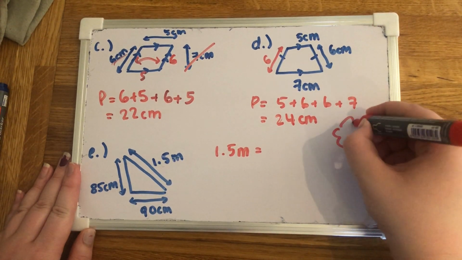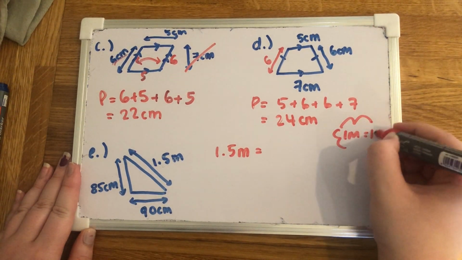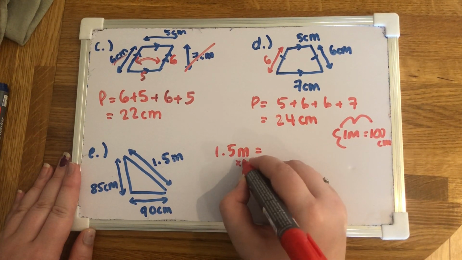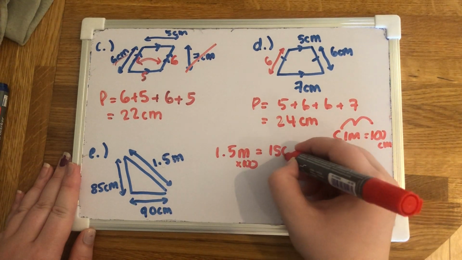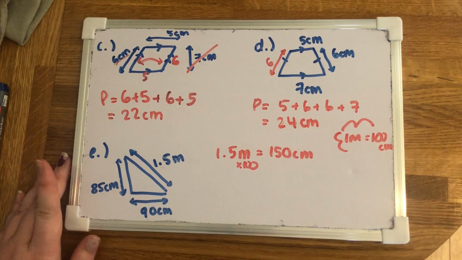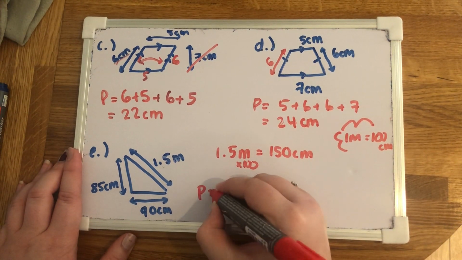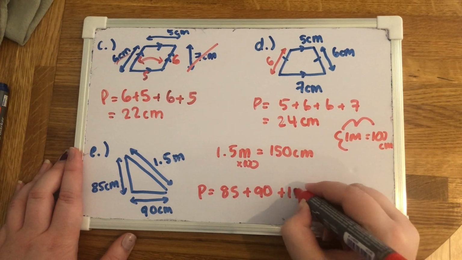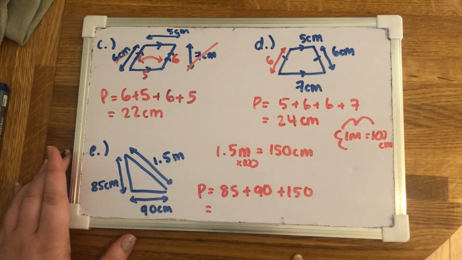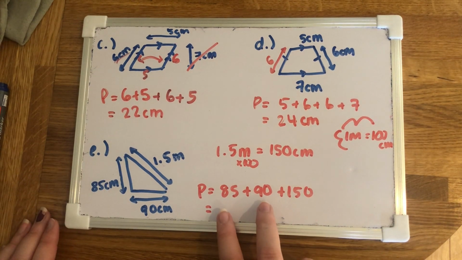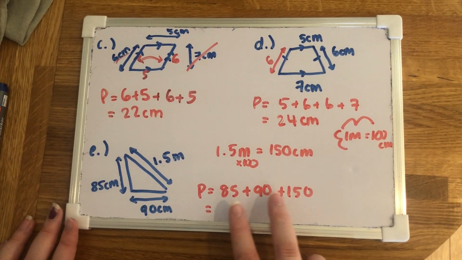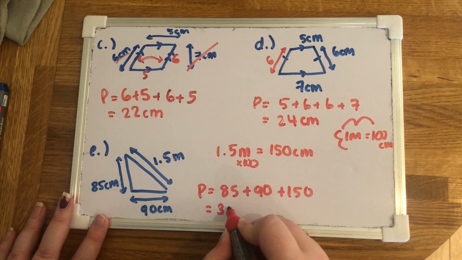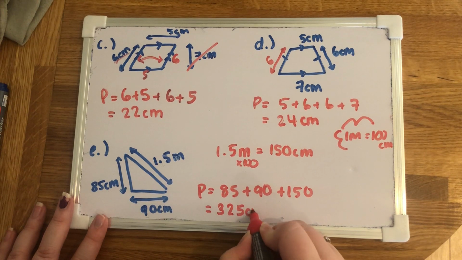You've got to remember that 1 metre is the same as 100 centimetres. So if you've got 1.5 metres, if we times that by 100, that would give us 150 centimetres. And then again, to find the perimeter, we add them up. So you've got 85 plus 90 plus 150, so that would be 325 centimetres.